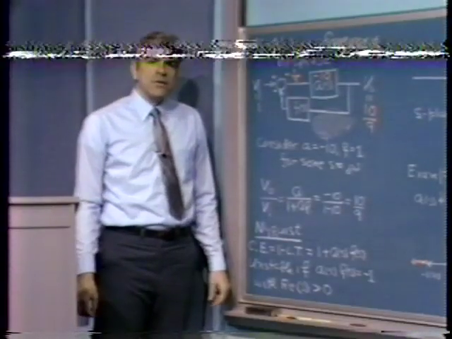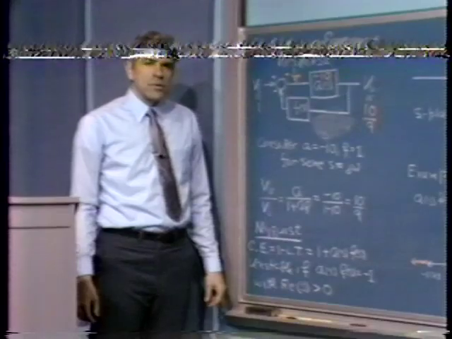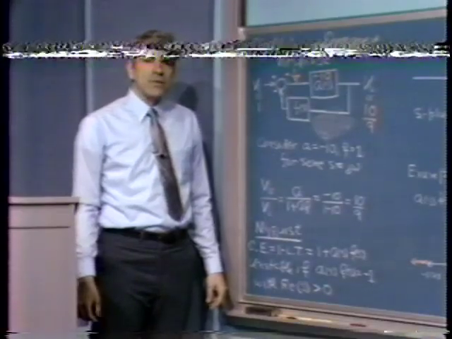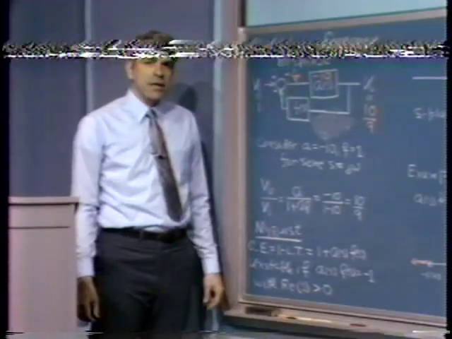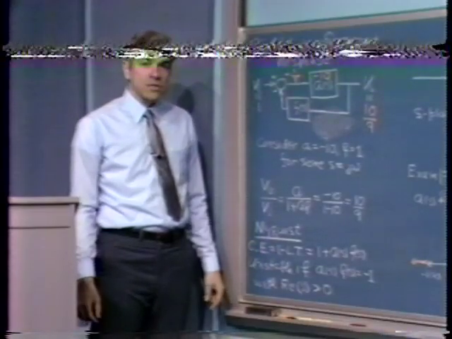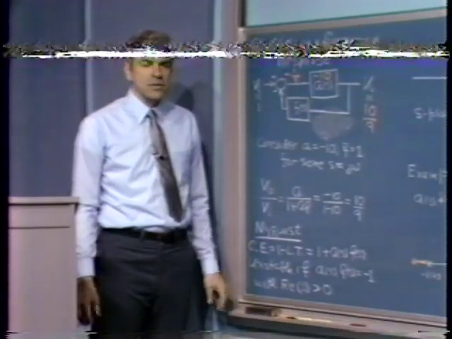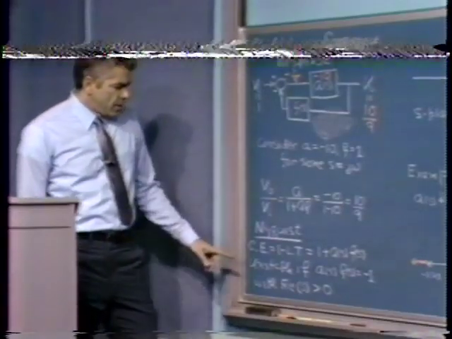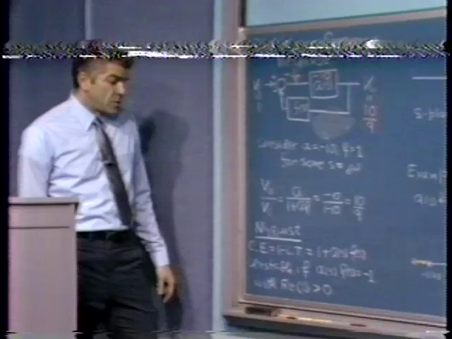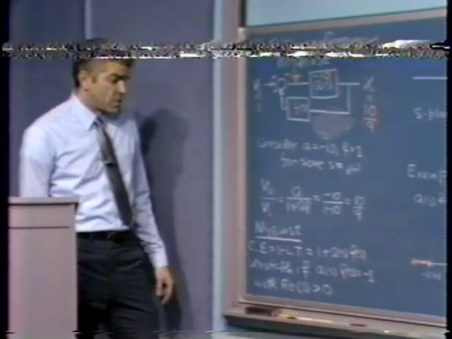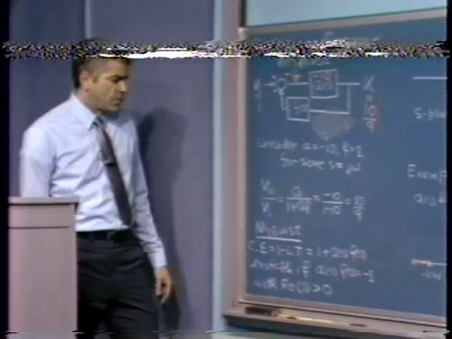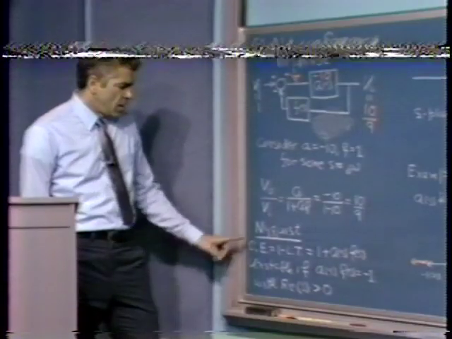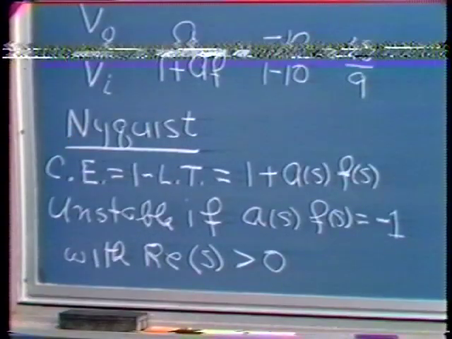Well, as I say, we have to look really at the characteristics of the loop transmission at all frequencies in order to determine stability. This simple evaluation at one frequency isn't enough and in fact can give us erroneous results. The way we determine the stability of a feedback system based on frequency response measurements, in particular the frequency response associated with the loop transmission, is called the Nyquist test.